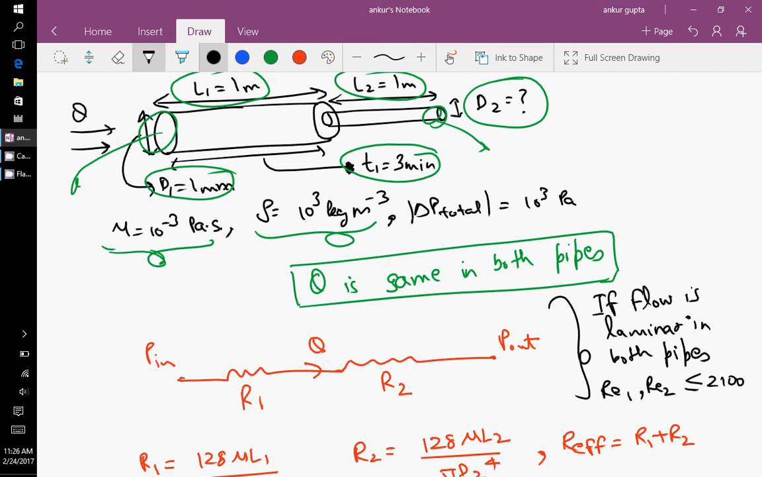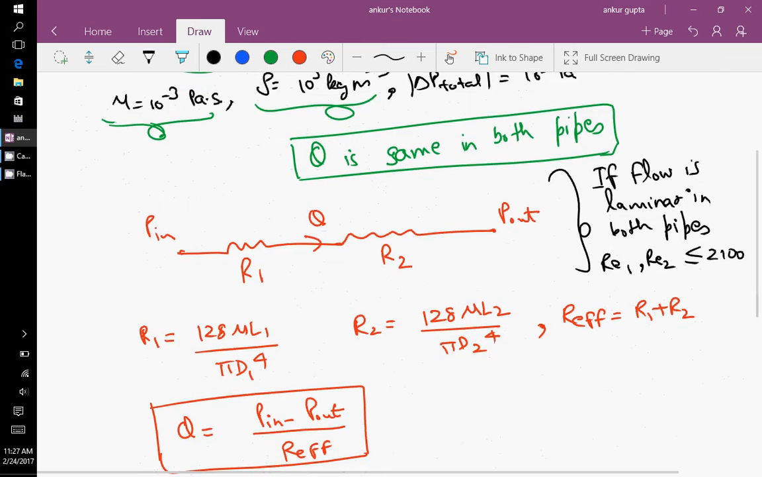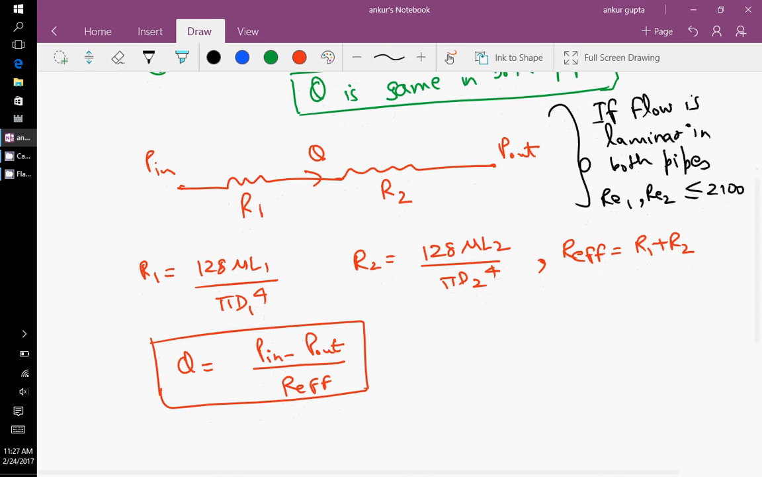So this is something we have to check either before solving the problem if we have enough information, or we have to assume that the flow is laminar and then cross check later on once we have all the information. Okay. So now we have been given, let us see what we have.